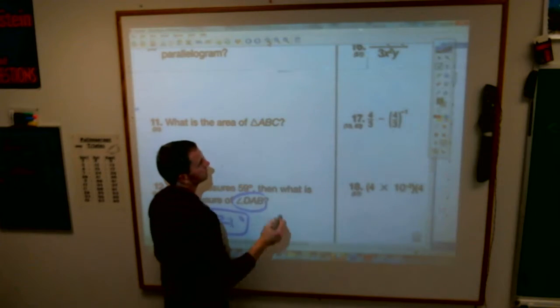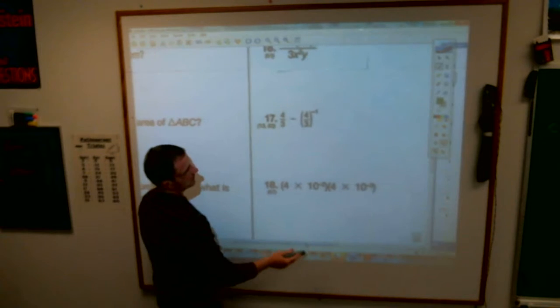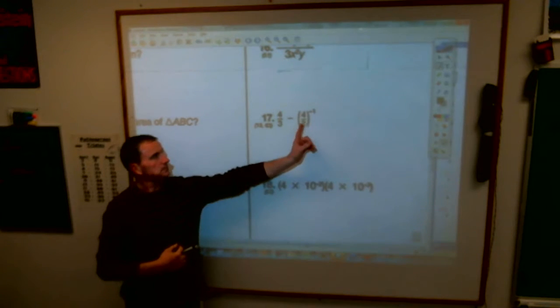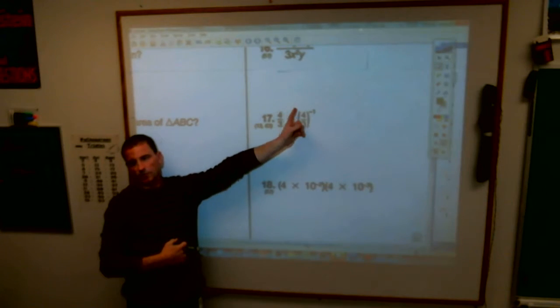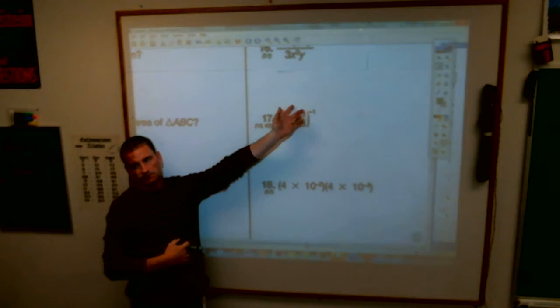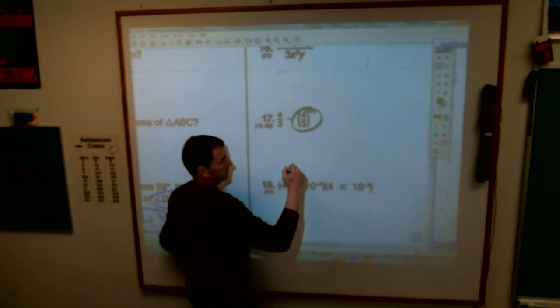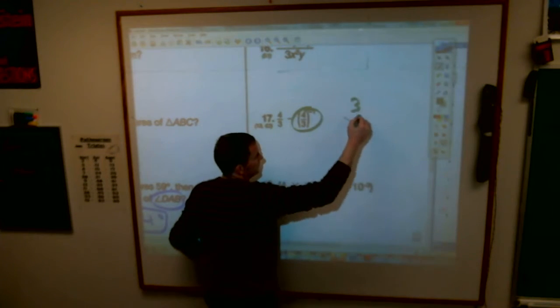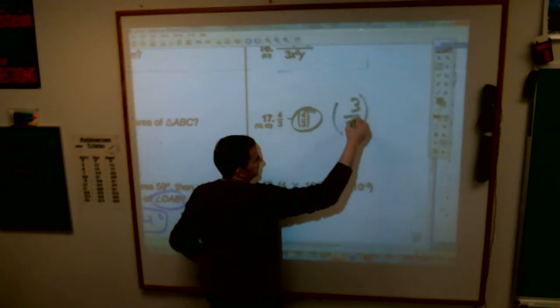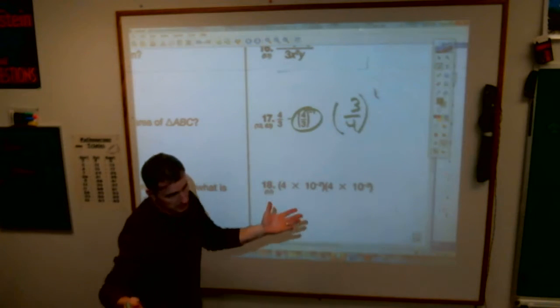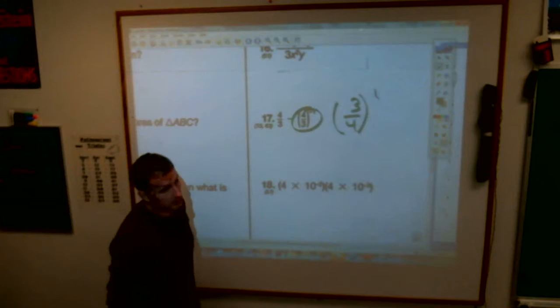Not having a negative exponent. Change the negative exponent to a positive. Yeah, how do I get this to be a positive 1 exponent? Grace? Yeah, all you have to do is flip the fraction. You just take this and flip it over and make it 3/4, and that makes it to the positive first power, which is the same as just 3/4. Anything to the 1 power is itself.